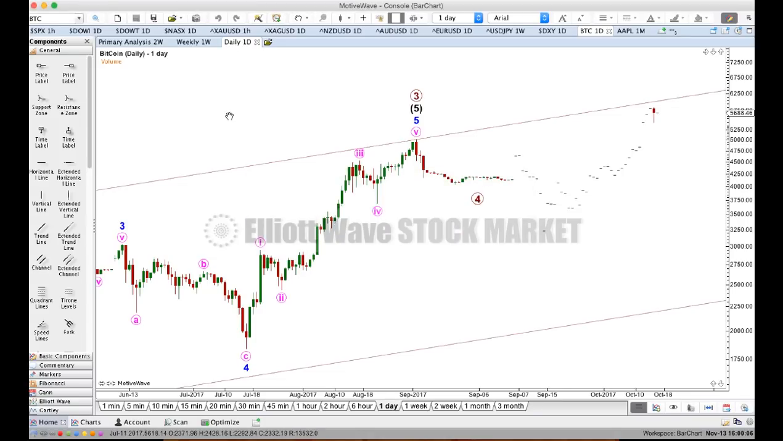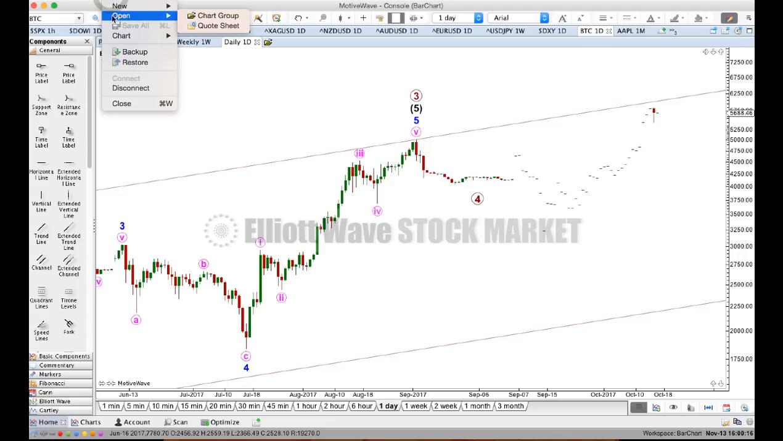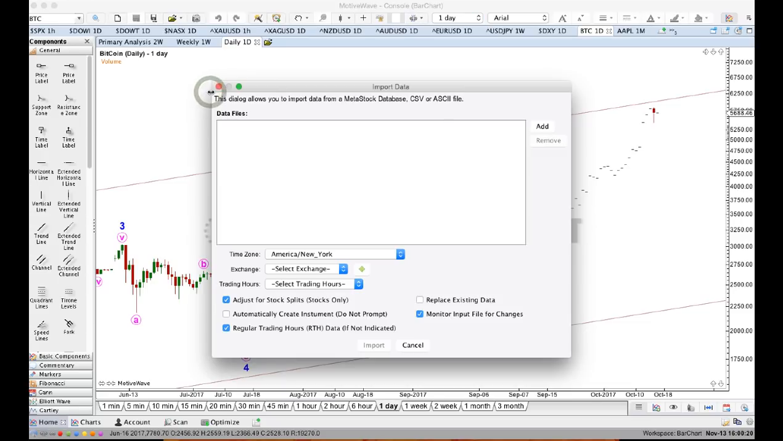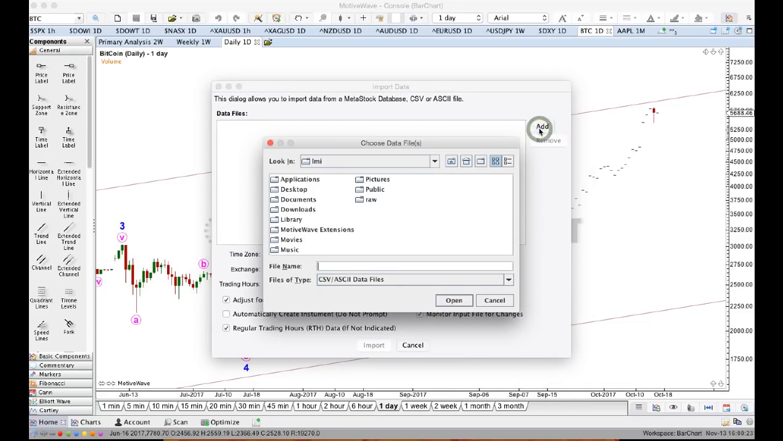Okay, now in MotiveWave, I've got this symbol I've created, BTC for Bitcoin. I'm just going to update that. So I'm going from the top menu, File, Chart, Import Data, Add, find the folder I put it into. It's in this drive.